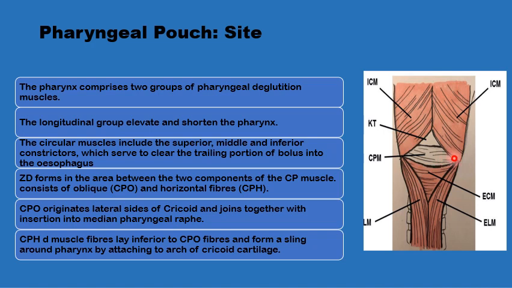Now, pouches can form on top of the Cricopharyngeus muscle, where there is no muscle support at all, or they can form between the two heads of the Cricopharyngeus muscle, between the oblique fibers and the horizontal circular muscle fibers.